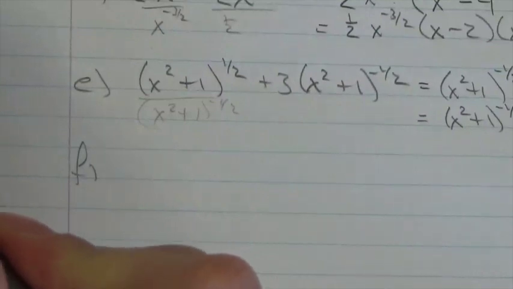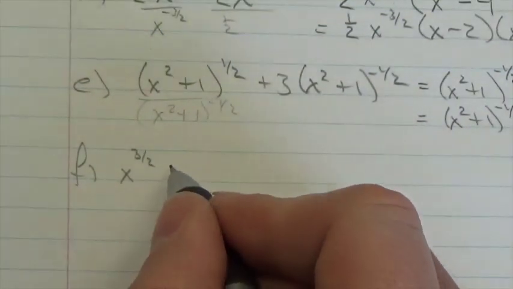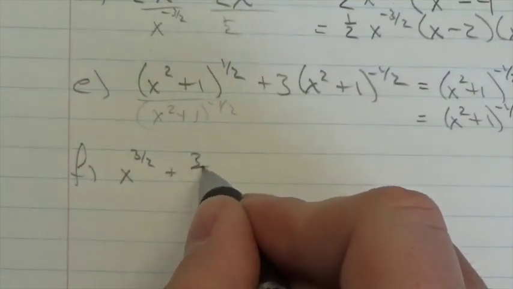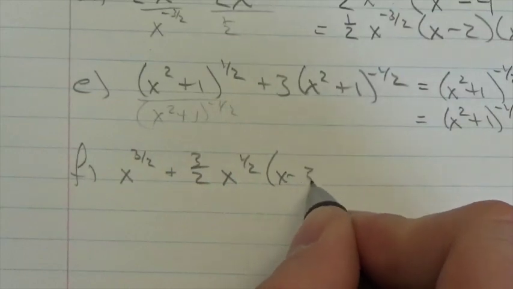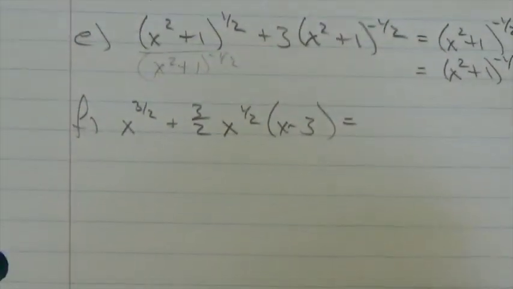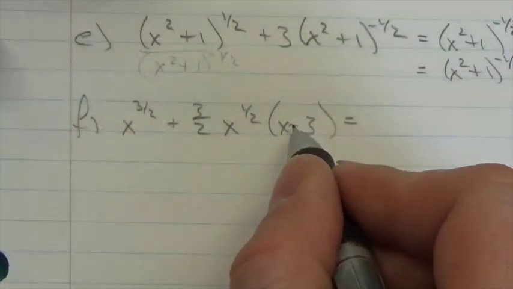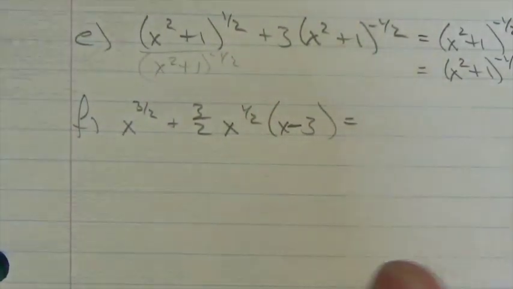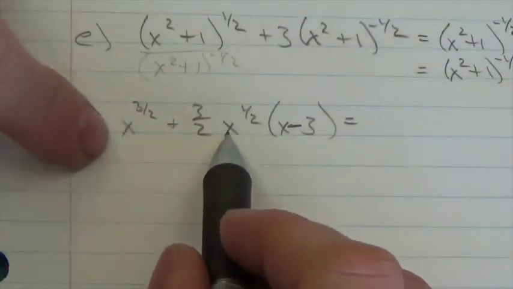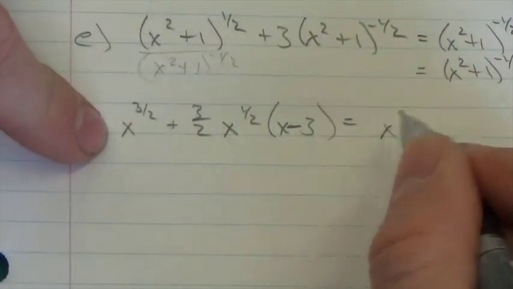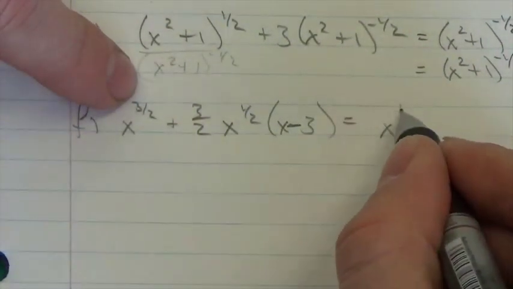Okay, let's take a look at another one here. Let's say x to the 3/2 plus 3/2 x to the 1/2 times (x minus 3). Now, like I said earlier, this one has that binomial factor in it. However, it's not a common factor. When I take a look at this, a couple of things I notice. First of all, I've got a factor of x common to both, so I'm going to take out the x. The smallest exponent between 3/2 and 1/2 is 1/2.